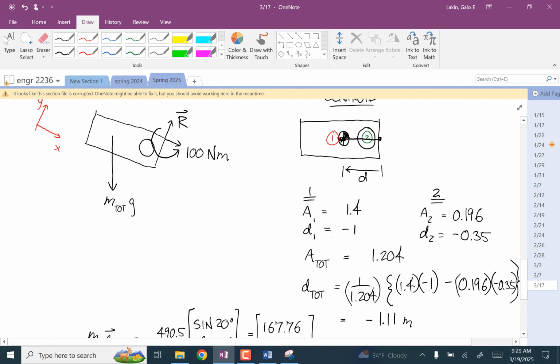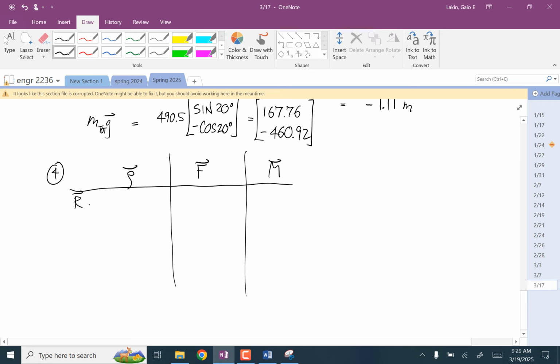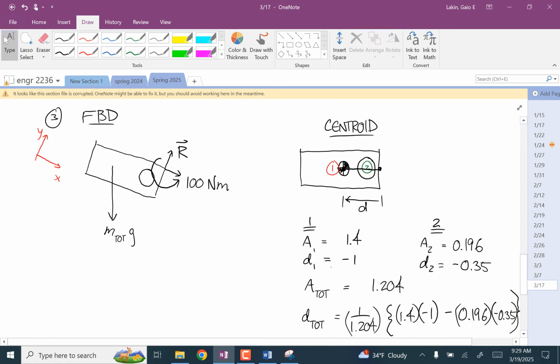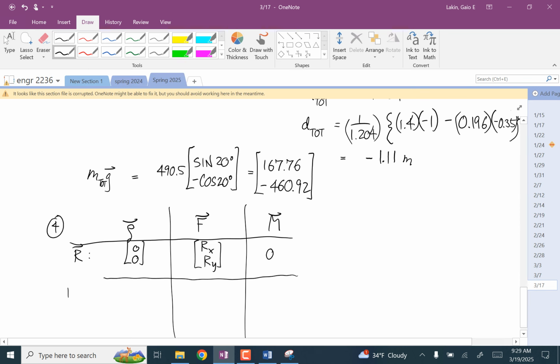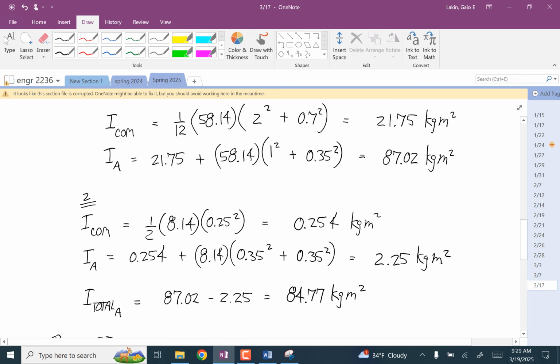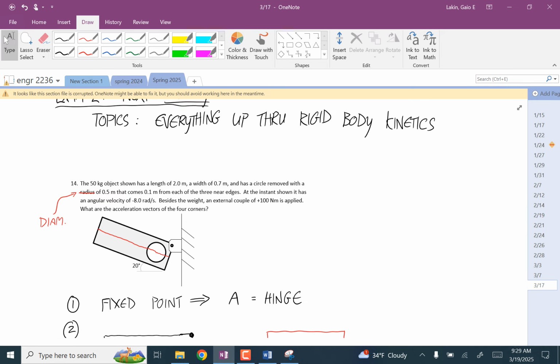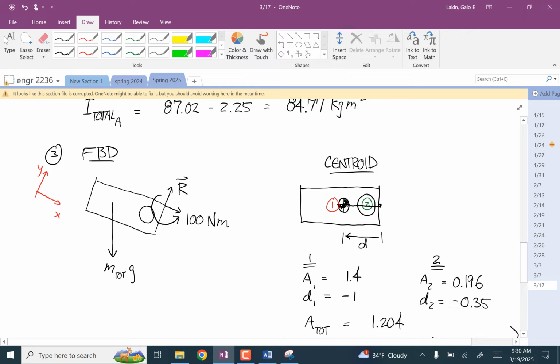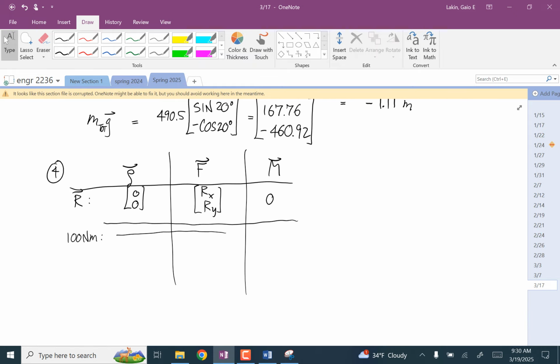Okay, so the first one, I'll do R. The row vector is 0 for that. The force is Rx, Ry. Moment is 0. Next, I'll do the couple. We don't care about these for a couple. And it is positive, right? And the rotated coordinate system doesn't change anything about the couple because that's a vector in the z direction. We're rotating our coordinate system about the z-axis, so that doesn't change anything. So this is just 100.